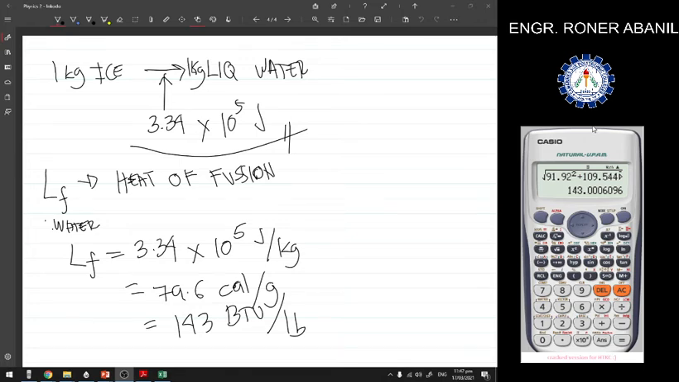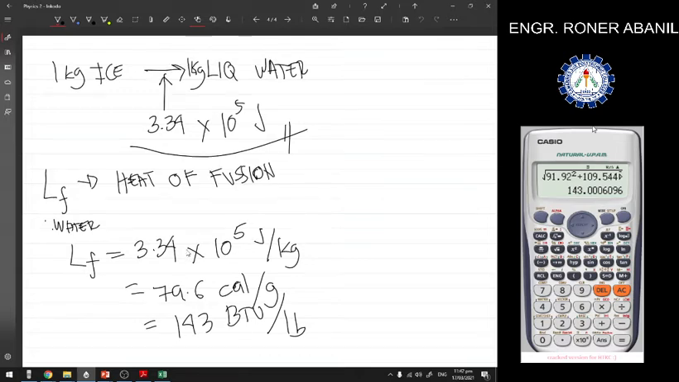So ayun na nga, balik tayo sa discussion ko, 'no. So, yung heat of fusion ng water is 143 BTU per pound, okay? So more generally, to melt a mass M of material that has a heat of fusion of LF requires a quantity of heat Q.